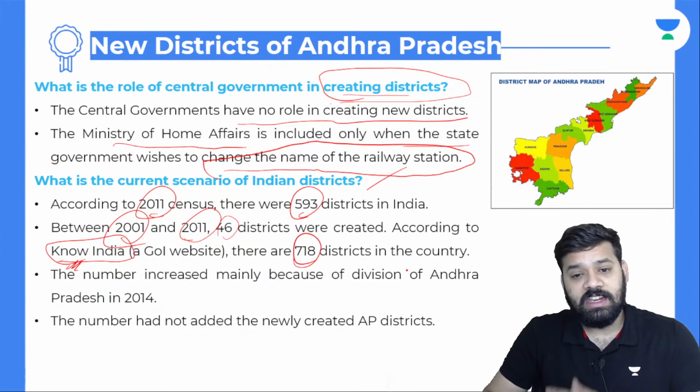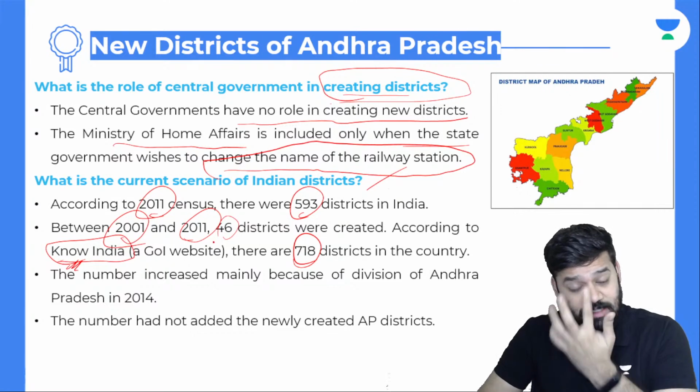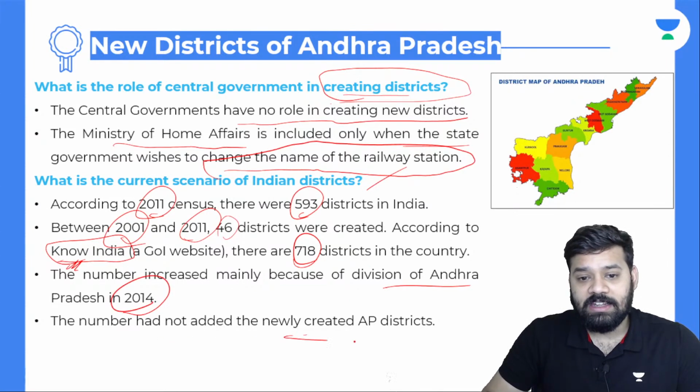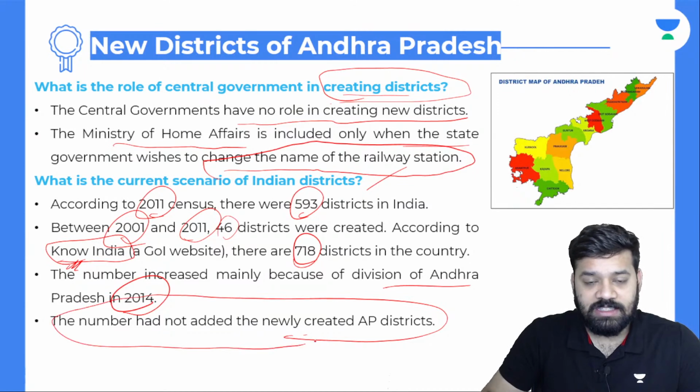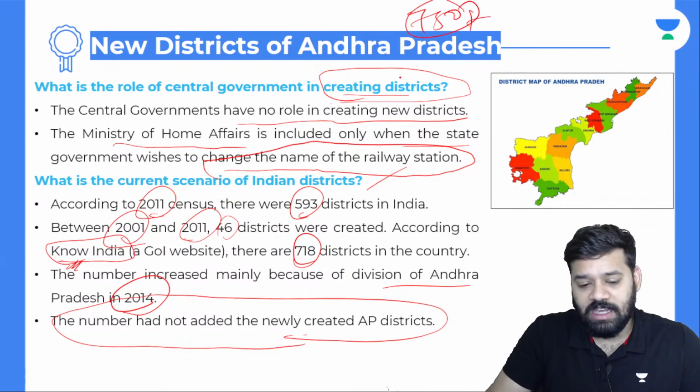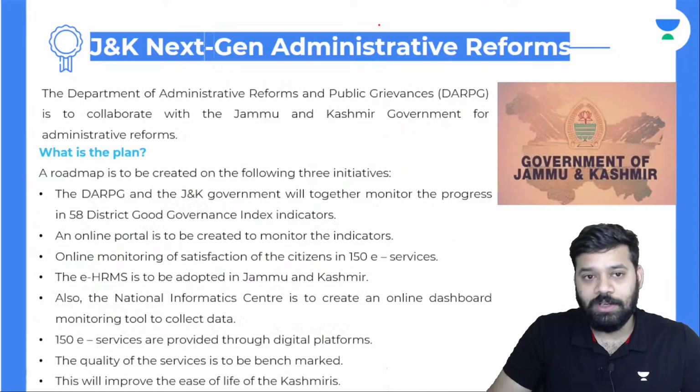There are 718 districts in the country as of 2011, according to Know India. The number increased mainly because of the division of Andhra Pradesh in 2014, and the number had not added the newly created Andhra Pradesh districts. So after the newly created Andhra Pradesh districts, I guess somewhere around 758 districts are in India. I don't know the exact number. Please do check it and let me know in the comment box below.